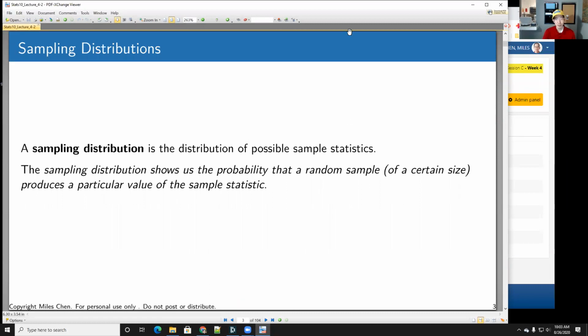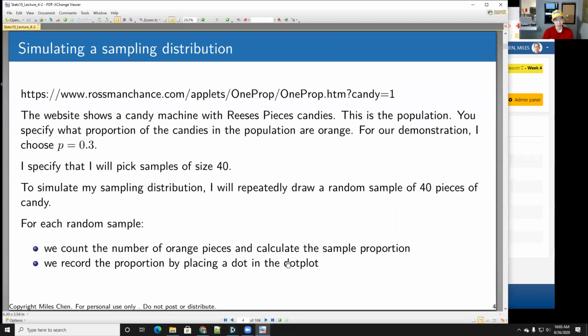All right, so just to review, the sampling distribution. The sampling distribution is the distribution of all possible sample statistics along with their probabilities. So, it shows us basically the probability that a random sample can produce a particular value for the sample statistic. And so what we were looking at is, say, the proportion that can appear in a random sample. And there's actually a little web applet that kind of illustrates this, okay?